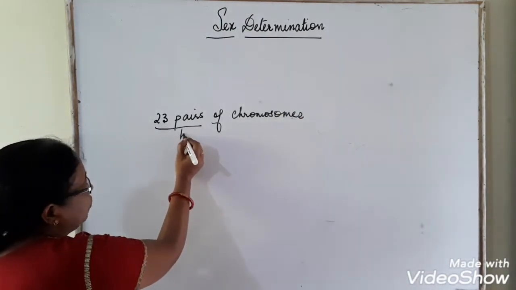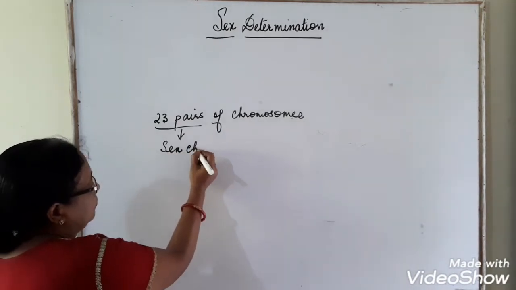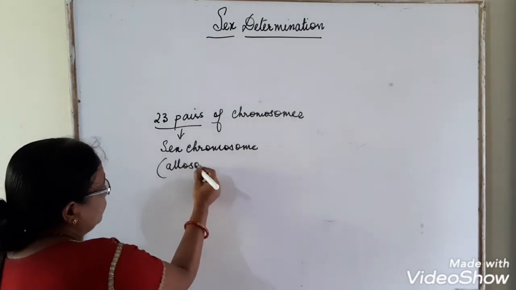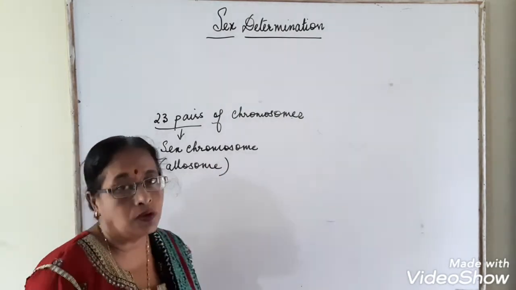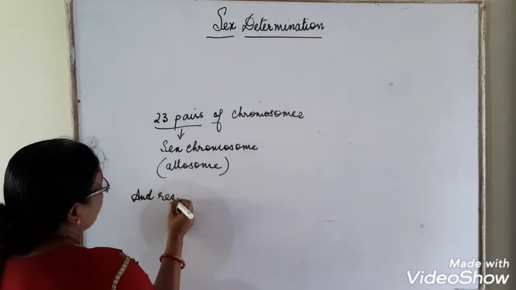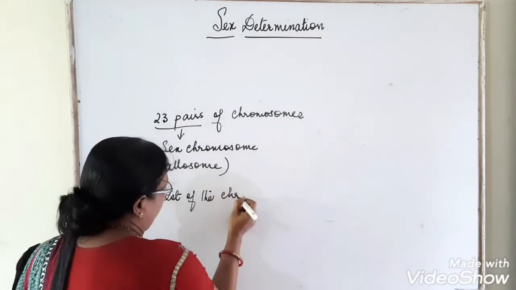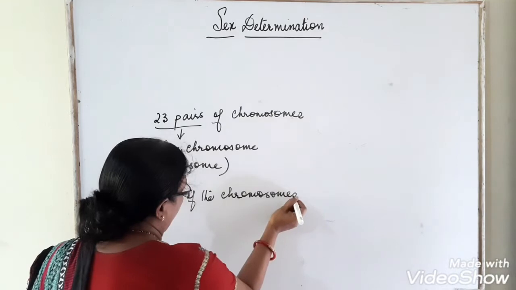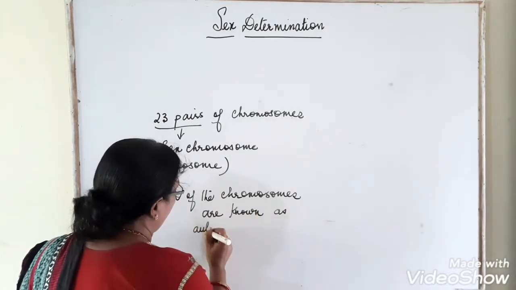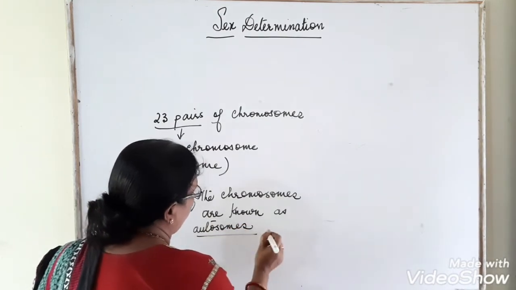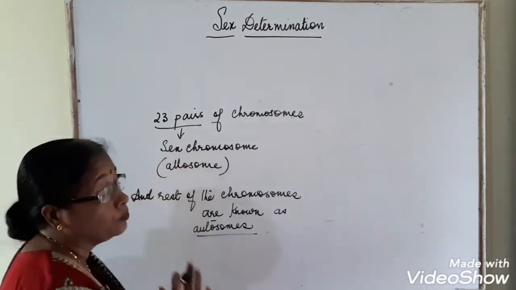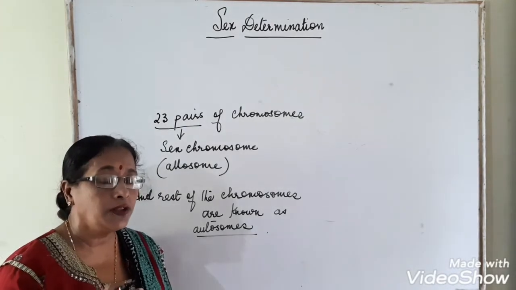Now this 23rd pair of chromosome is known as sex chromosome or allosome. We call them allosome. And the rest of the chromosomes are known as autosomes. So the 23rd pair of chromosome is also known as allosome or the sex chromosome. It determines the sex of an individual, that is whether an individual will be male or female.